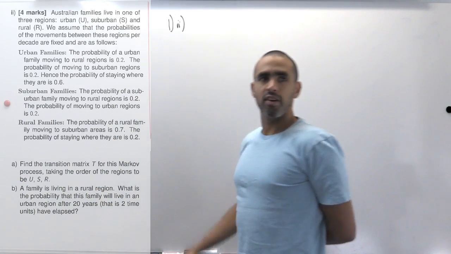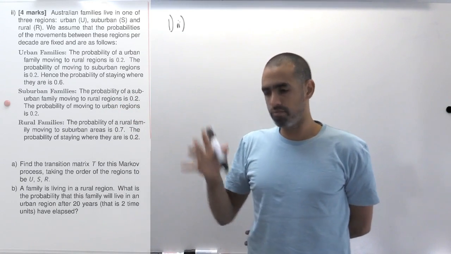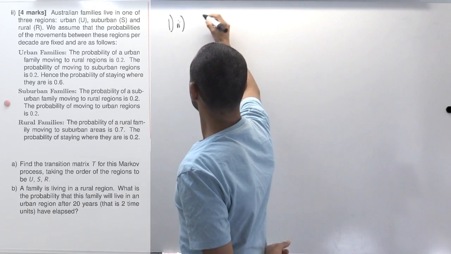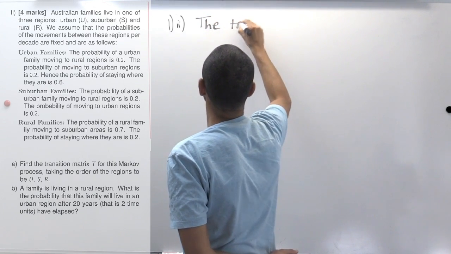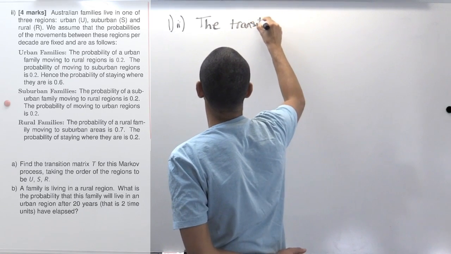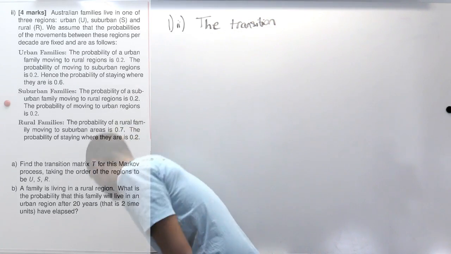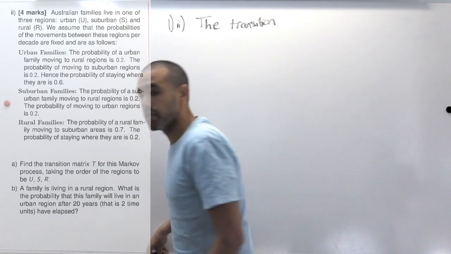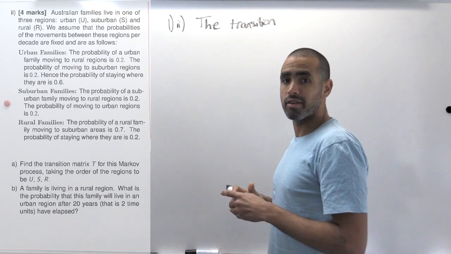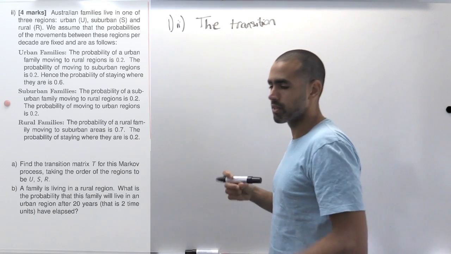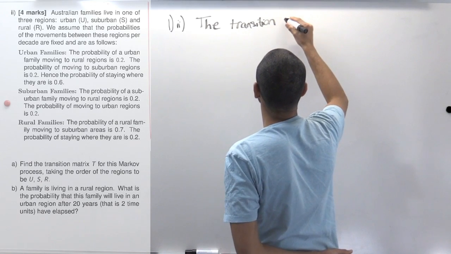So the probabilities are written up in the question, so we just need to translate them to the transition matrix. I think with these presentation marks, it's better to be safe than sorry. So if you happen to have time, write more as opposed to less. Anyhow, the transition matrix.